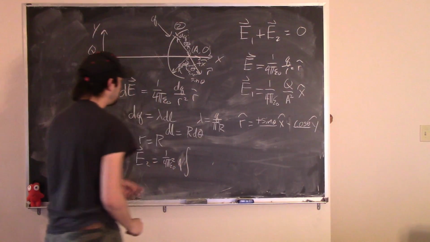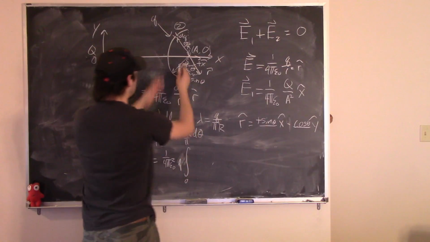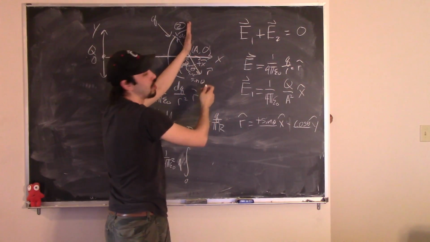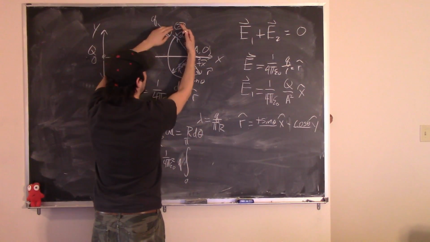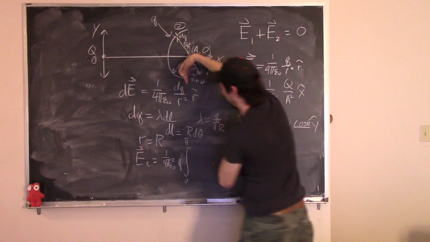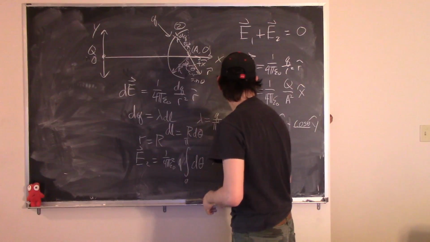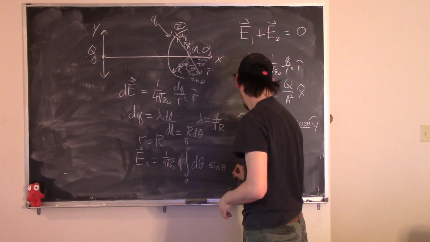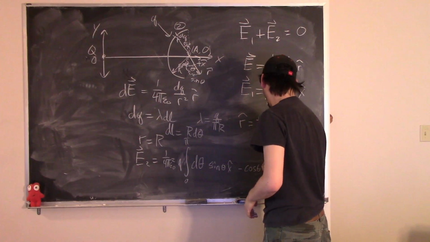Times the integral from 0 to pi, because the way that I've defined this angle here, theta equal to 0 is going to be this portion here, and then I'm coming around to theta equal to pi, times d theta times sine of theta x hat minus cosine of theta y hat.